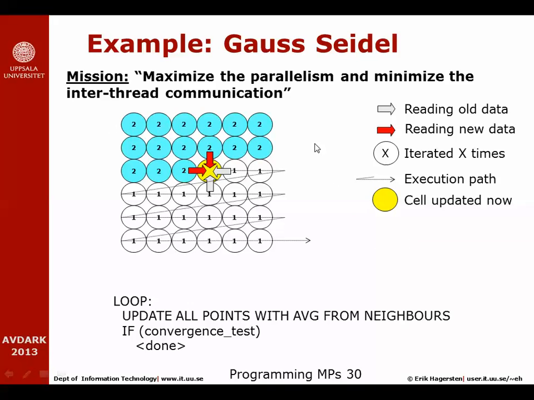The symbols I'll use here: the red arrows show where we have a data dependence. This is where we actually need the value above us and to the left of us to be updated before we can make the update to this yellow cell over here. The grayish or whitish arrows symbolize data that we can read without any data dependence. This is where we have the old value. So the value to the right of us and below us can very well contain the old value from the previous iteration. So there is no data dependence here.